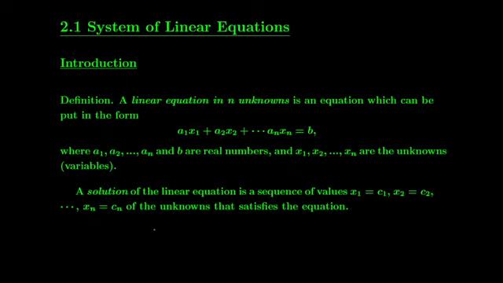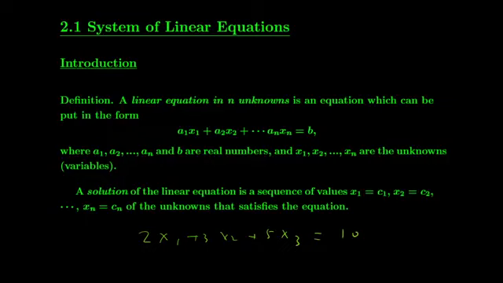So now let's say if you have three unknowns, three variables, an equation like that is called a linear equation. So now let's say 2x1 plus 3x2 plus 5x3 equals 10. That's a linear equation.